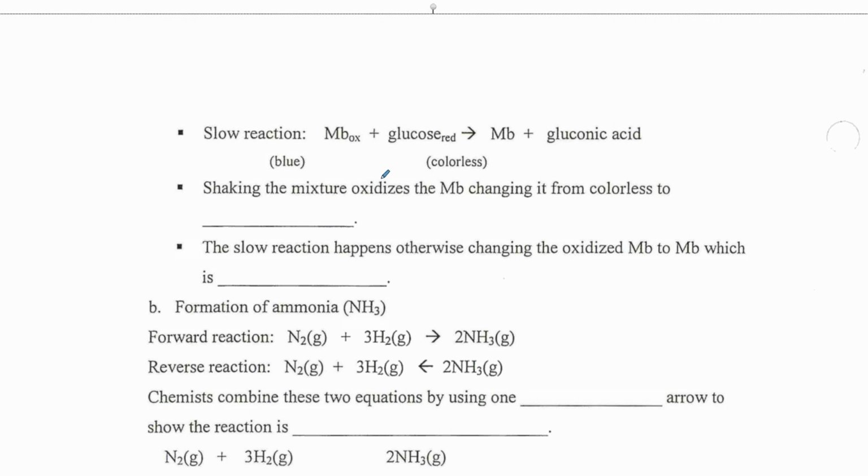So this just says shaking the mixture oxidizes the methylene blue, changing it from colorless to blue. And the slow reaction happens otherwise, changing the oxidized methylene blue to methylene blue, which is colorless. Okay, so basically just what I just explained. And watching the video is quite helpful to see this whole thing in action.